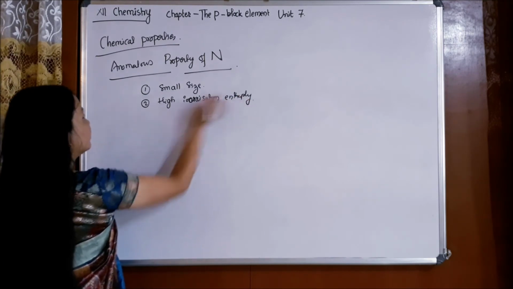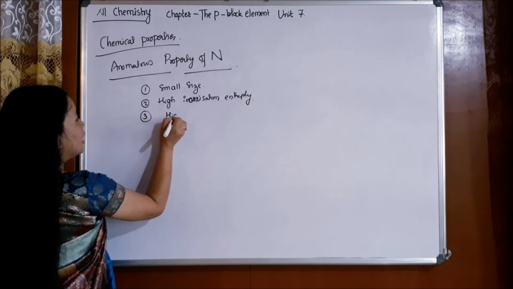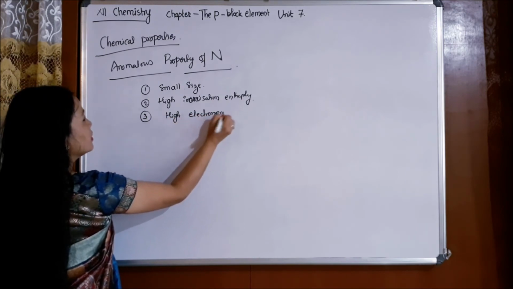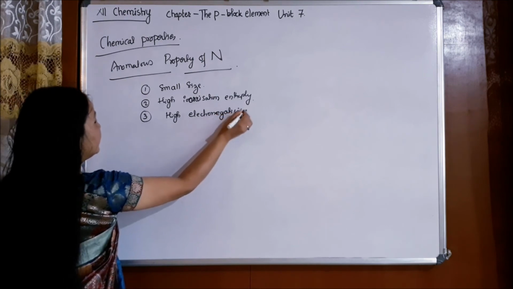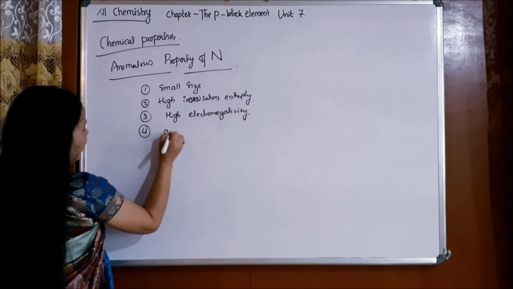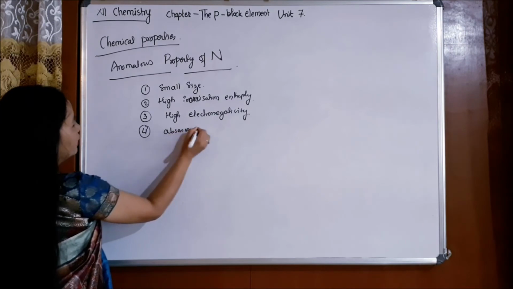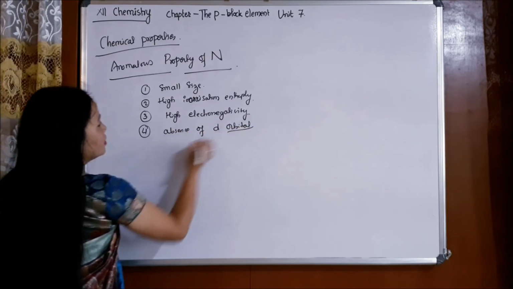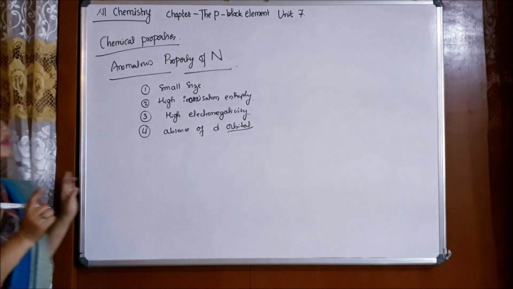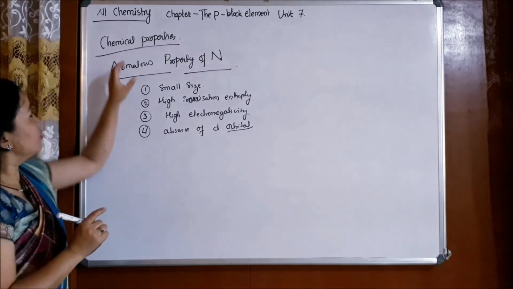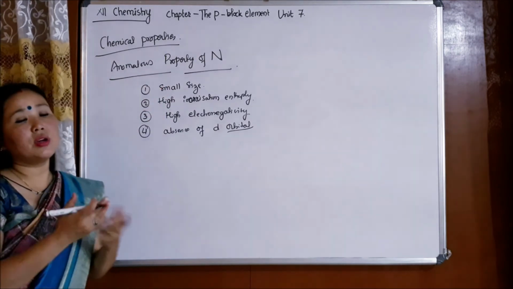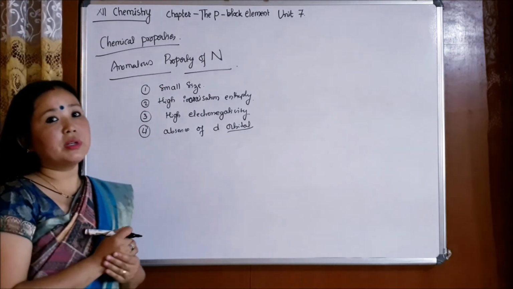then high electronegativity and absence of d orbital, isn't it? Your d orbital starts from the third shell only, right? So because of this reason, nitrogen shows different properties.